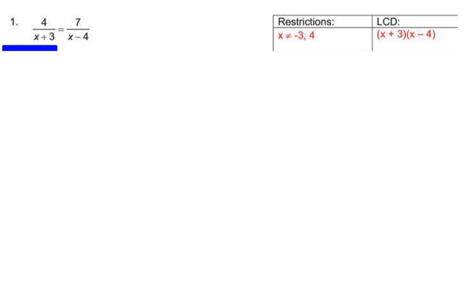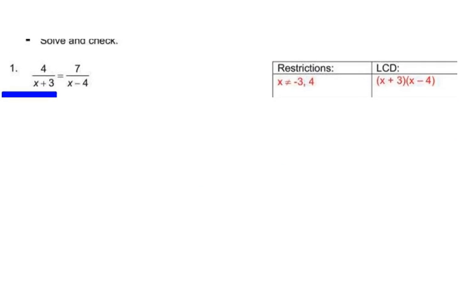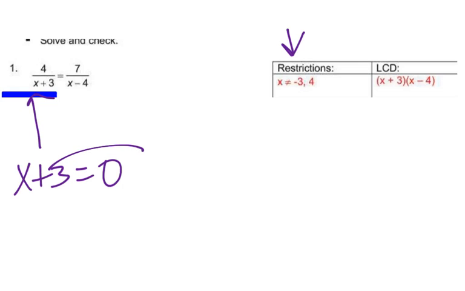Okay, this is what it's actually going to look like on your assignment page. And the restrictions, it's very important that you understand how to get that. That's just saying, what can x not be? Well, we know that you can't have a 0 in the denominator. So if I look at the first fraction, think of it as x plus 3 is equal to 0, because that can't be 0. If I move this 3, x equals -3, so it cannot be -3. Basically, as long as there's not a number with the x, it's just the opposite sign. X can't be -3, x can't be a +4.